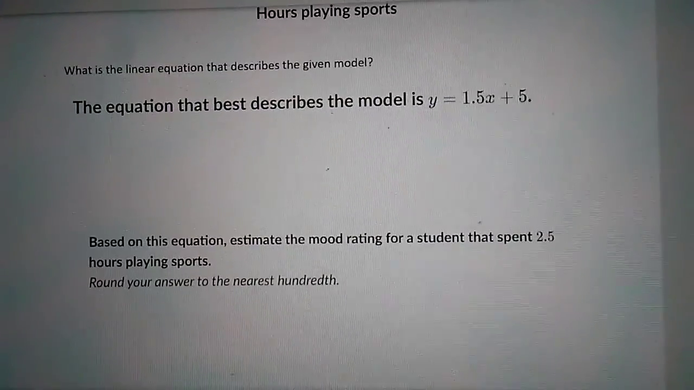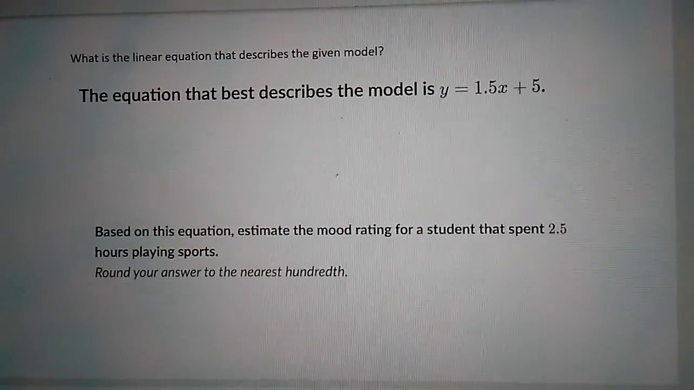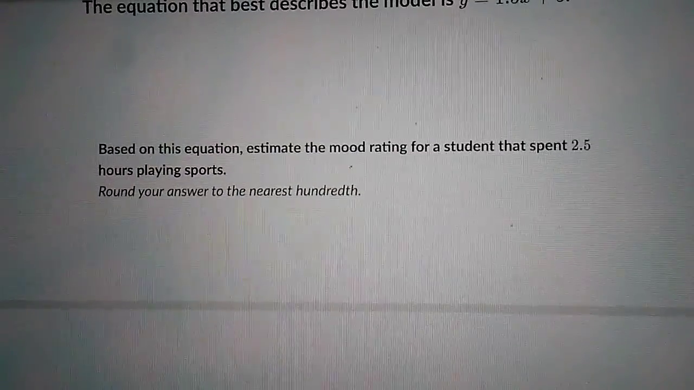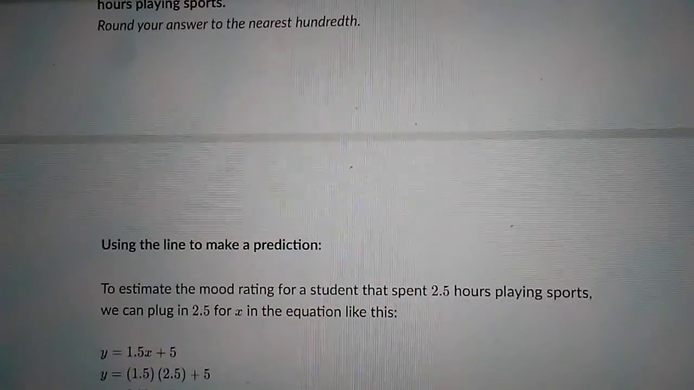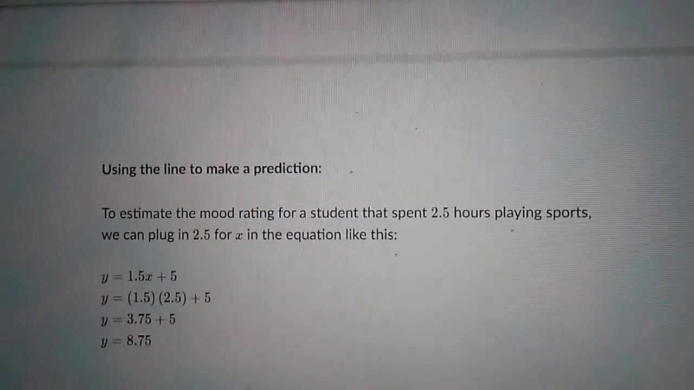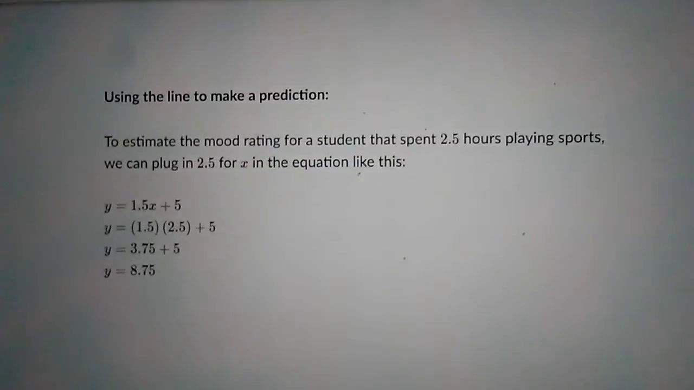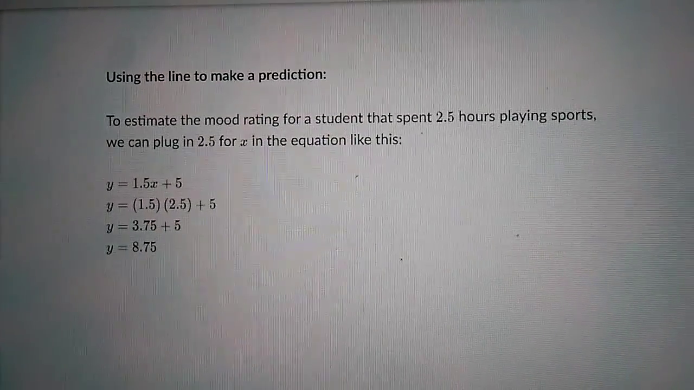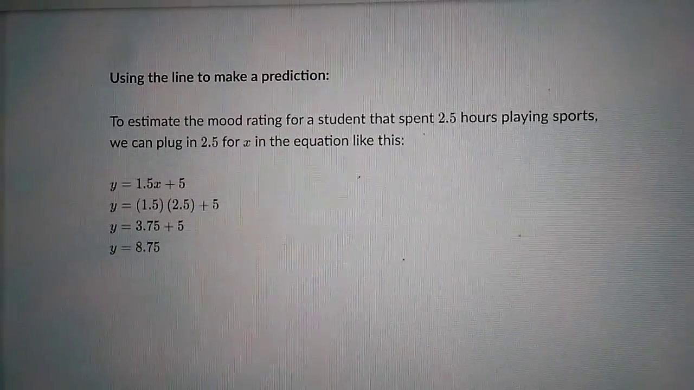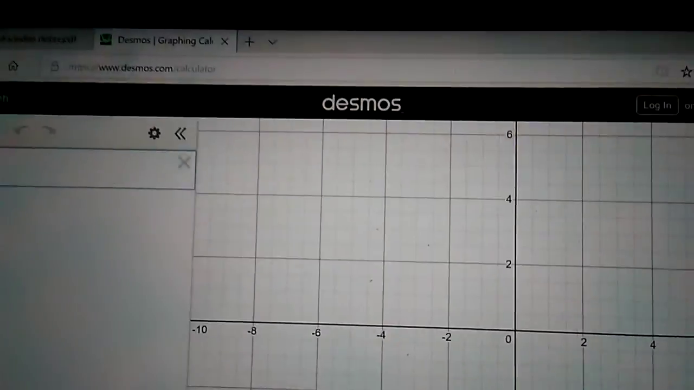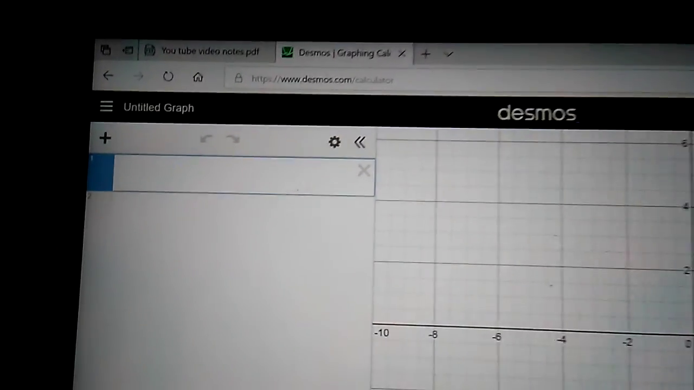And then they want you to estimate their mood rating for a student that spent 2.5 hours playing sports. And all you do is take 2.5 and substitute it in for x. We plug it in the equation and we get y equals 8.75. Now let's go to the Desmos Graphing Calculator, and I'm going to show you how to do this on the calculator.